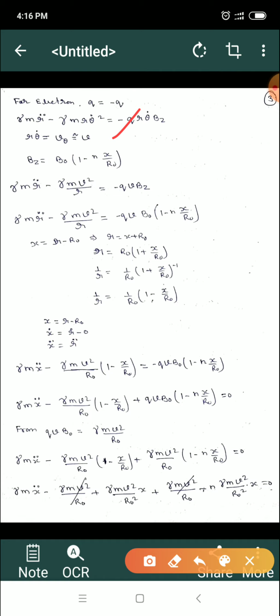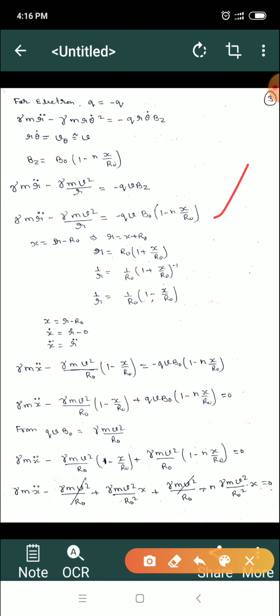Bz, we know, is equal to B0 times (1 minus n x upon r0). So this equation of motion will become gamma m r double dot minus gamma m v square upon r is equal to minus q v Bz, or we can write gamma m r double dot minus gamma m v square upon r is equal to minus q v B0, and substituting the value of Bz, that will be 1 minus n x upon x0. So this equation we get.